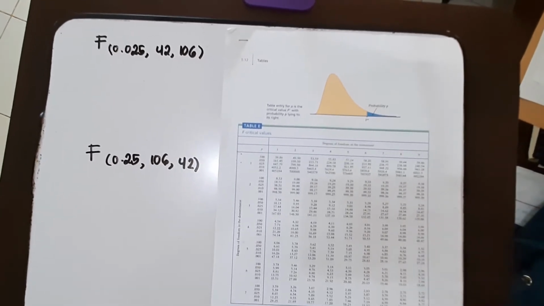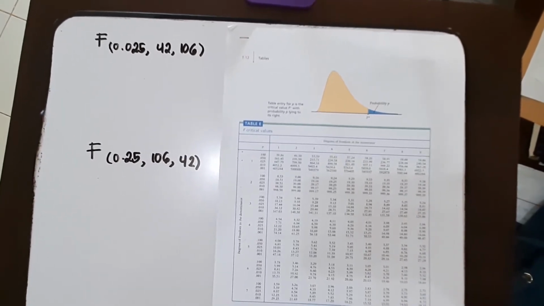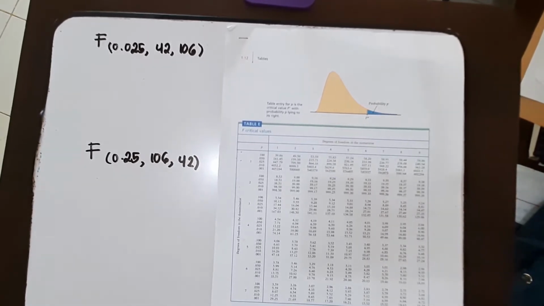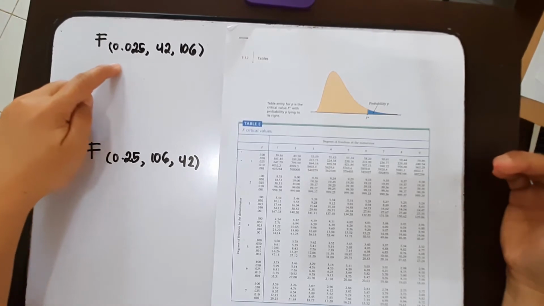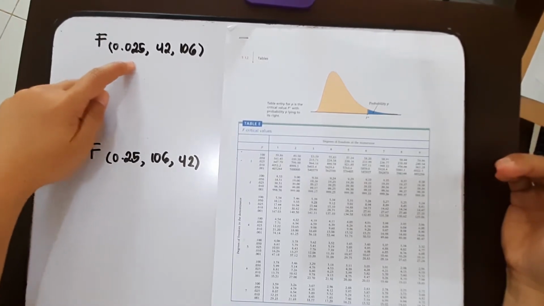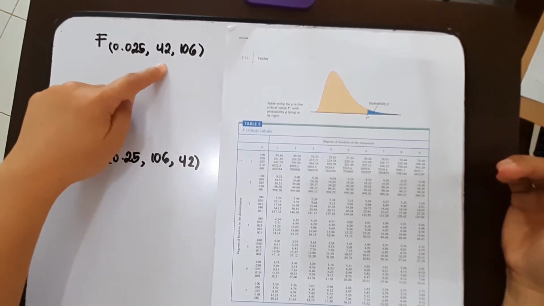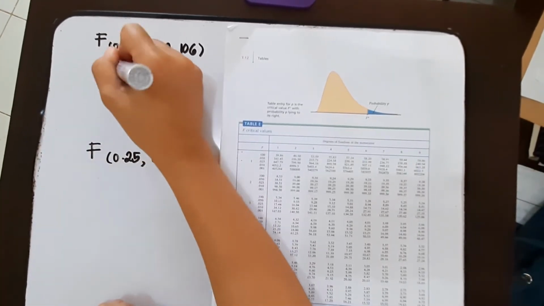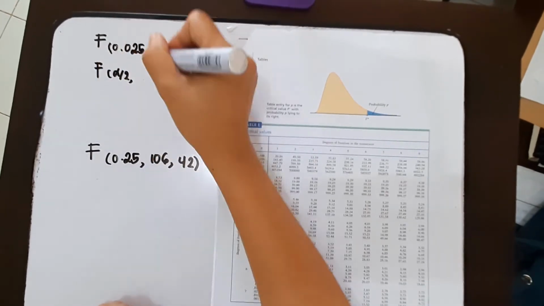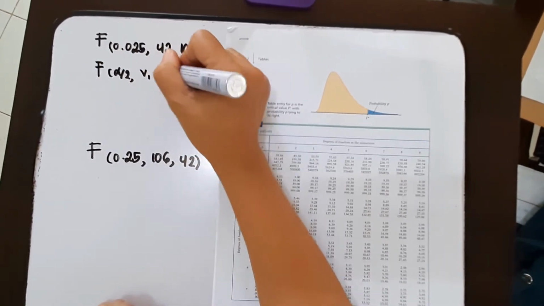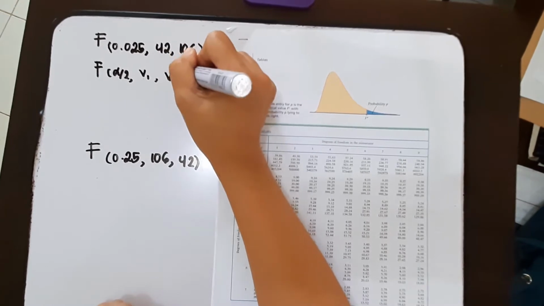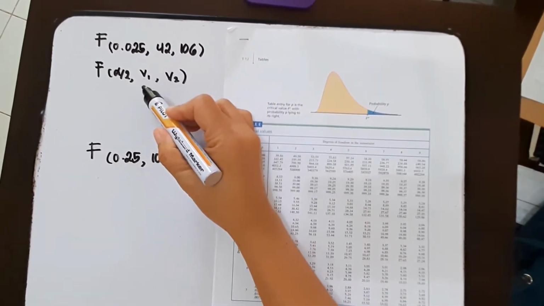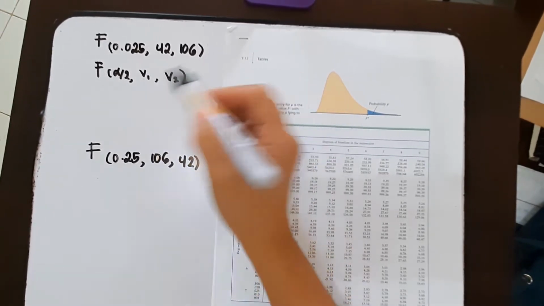So we now get the F critical values. In our previous example, we have F 0.25 and then 42 as our DF1 and then 106. So this is actually our F alpha over 2. Sometimes the degrees of freedom can be written as V1, V.